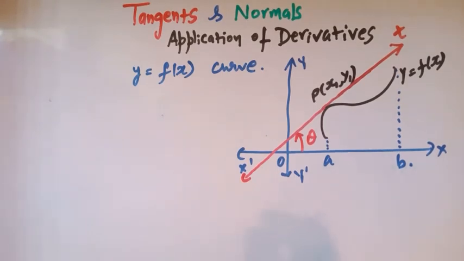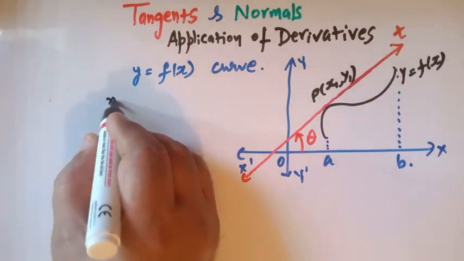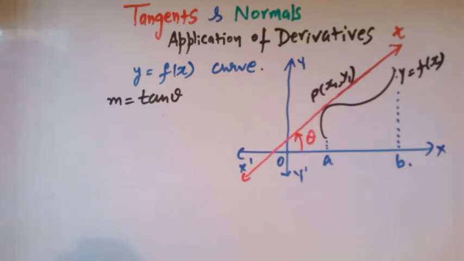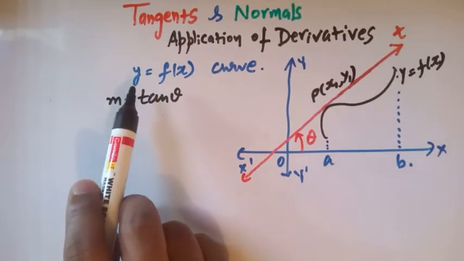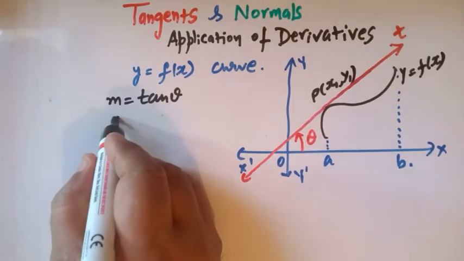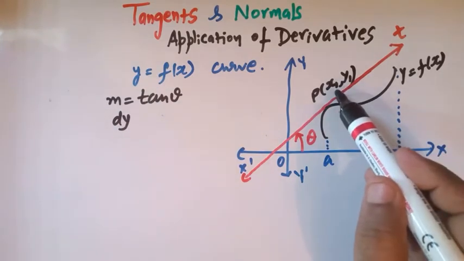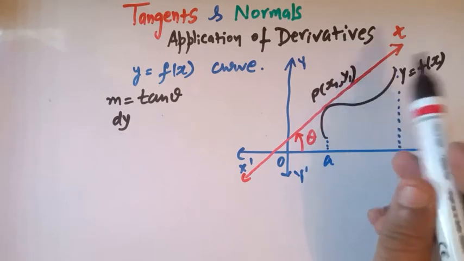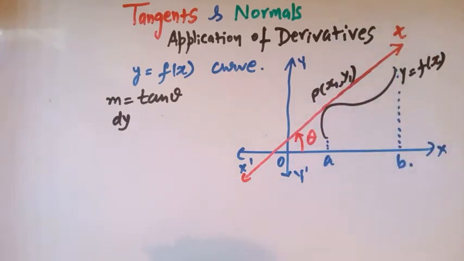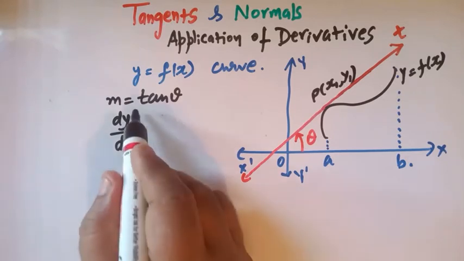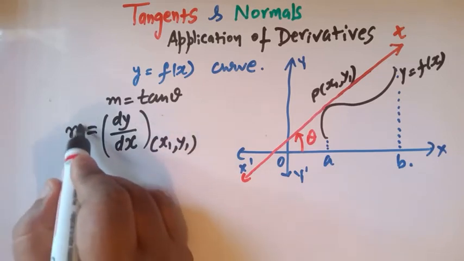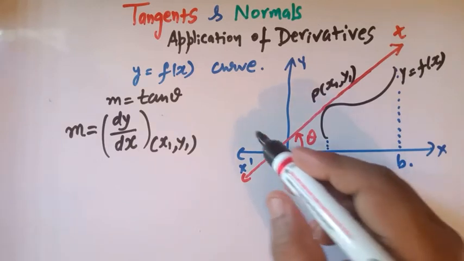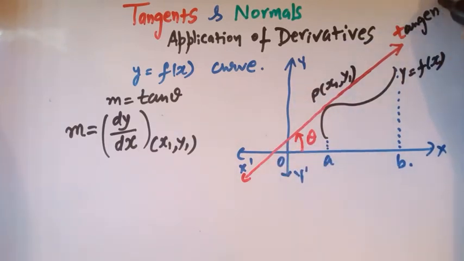So we know that the slope of this tangent is given by m is equal to tan theta, or if we differentiate this function, that is the equation of the curve y equal to f(x), and then we substitute this point (x1, y1), then we'll get the slope of this tangent T at this point P. So we have dy over dx at point (x1, y1) is the slope, clear. So this is our tangent line.